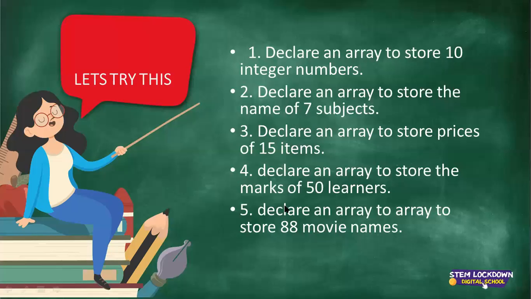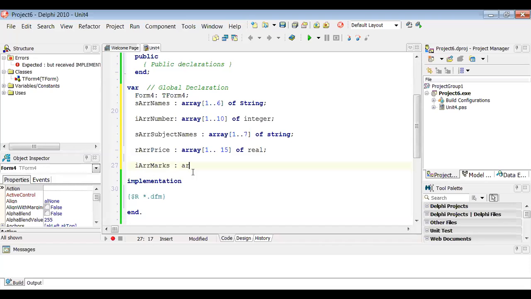Now we're going to assume that the marks are integers. We're not going to worry about the fact that there's decimals or whatever. We're going to assume that the learner has a whole number mark. So I'm going to go again and share this with you guys. And obviously let's make it I array marks. Okay, it's an array.